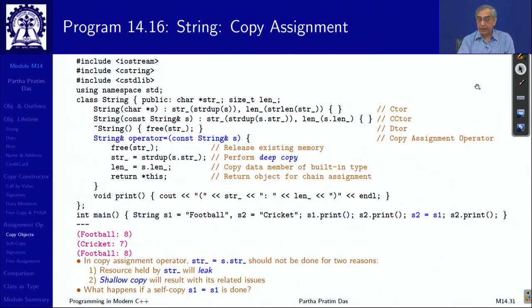You can see the copy assignment in string. In the string you have a pointer and the length. The string is pointing to an allocated memory where you have the data. So, what you will have to do is, when you are copying, you cannot simply copy that pointer from your source to the destination object in the copy assignment, because if you do that, then whatever your destination object was pointing to will leak, because that memory gets lost.